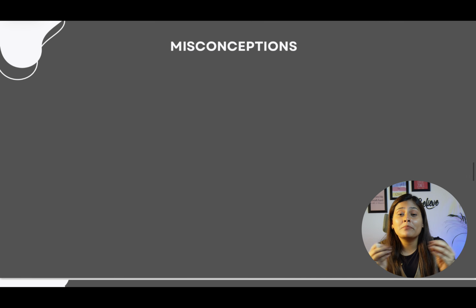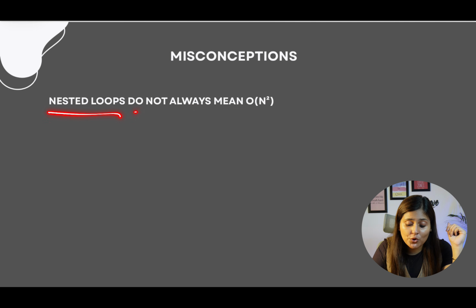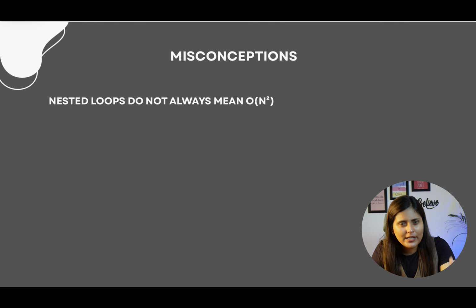Now let's talk about the misconceptions we have in time complexity. The very first is that nested loops do not always mean n square. Yes, it's true. Why? Because as beginners, whenever we see two nested for loops or while loops, we think of n square time complexity without even checking and dry running how much exact time complexity it takes. Always try to dry run that.